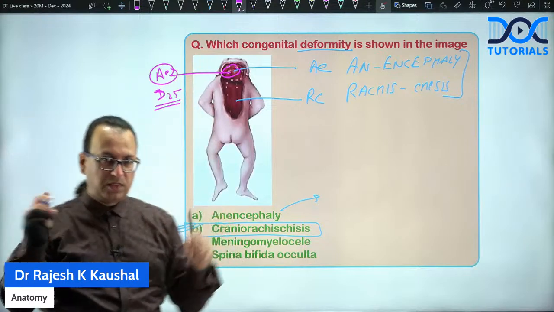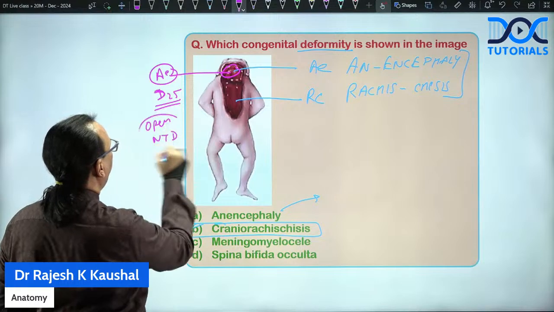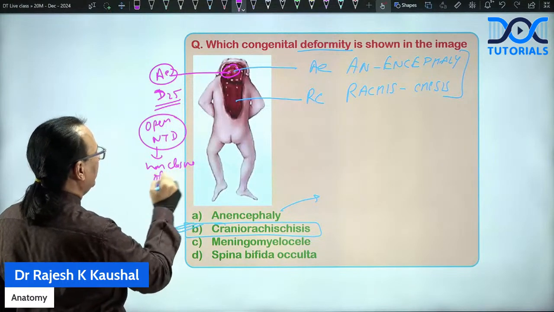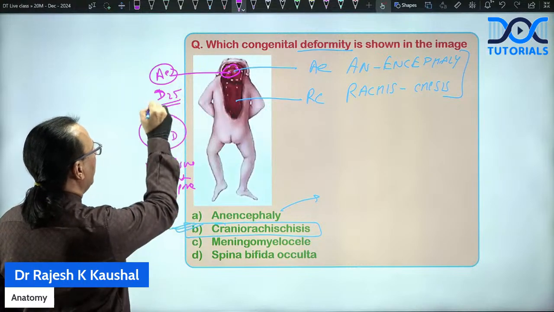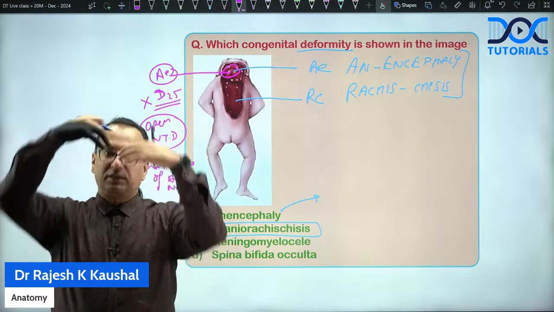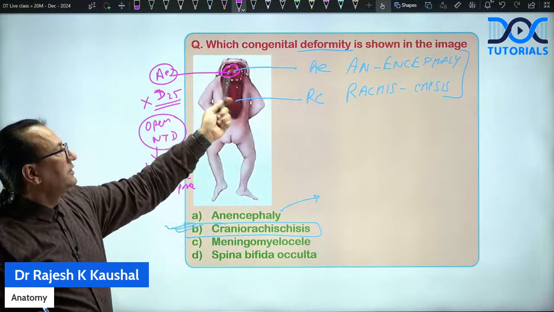If it doesn't close, open neural tube defect. Open neural tube defect. Why? Non-closure of the anterior neuropore, which should happen by day number 25. It doesn't happen. Anencephaly. What is anencephaly? Small degenerated brain, skull cap is missing.